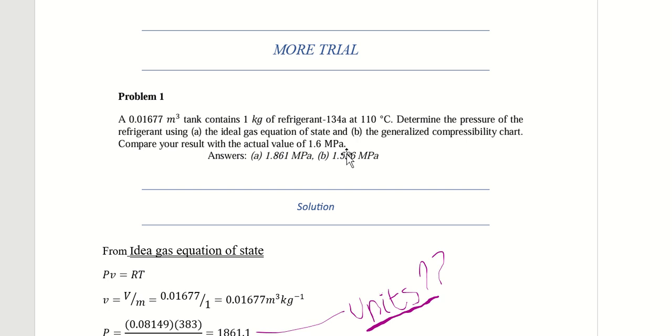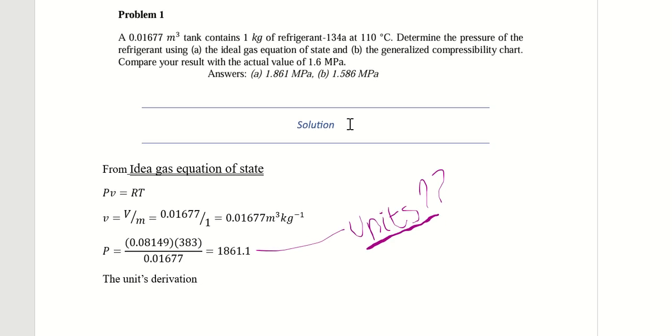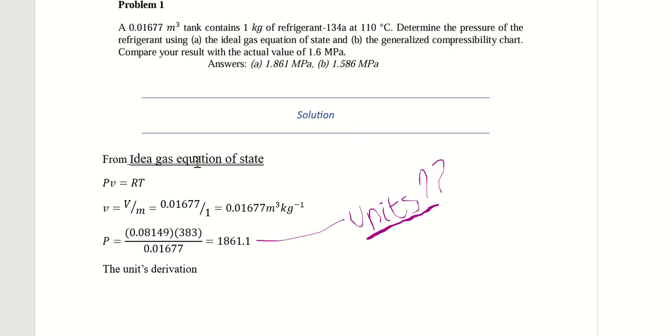One thing you have to notice immediately is that we're using the same refrigerant as before, and this should be quite easy. So there's the solution from the ideal gas equation of state: P, which is pressure, times the specific volume is equal to RT. So what are we finding? Determine the pressure. This time we want the pressure. So specific volume.